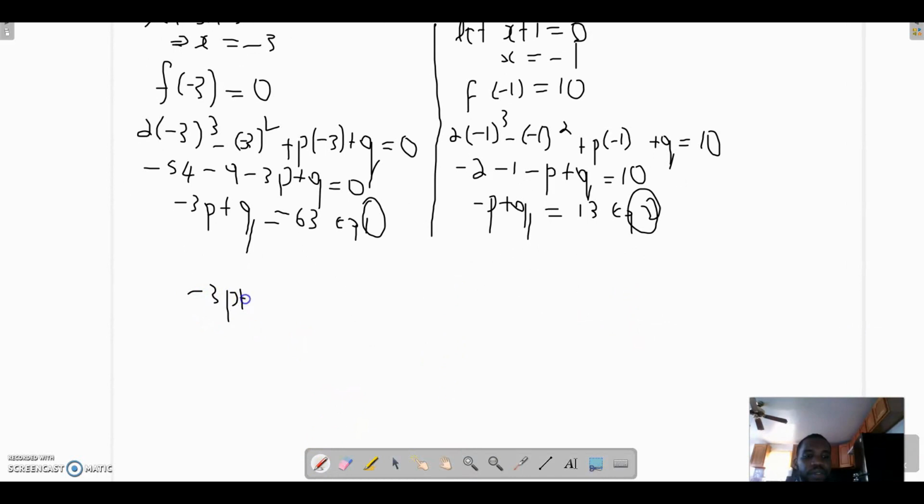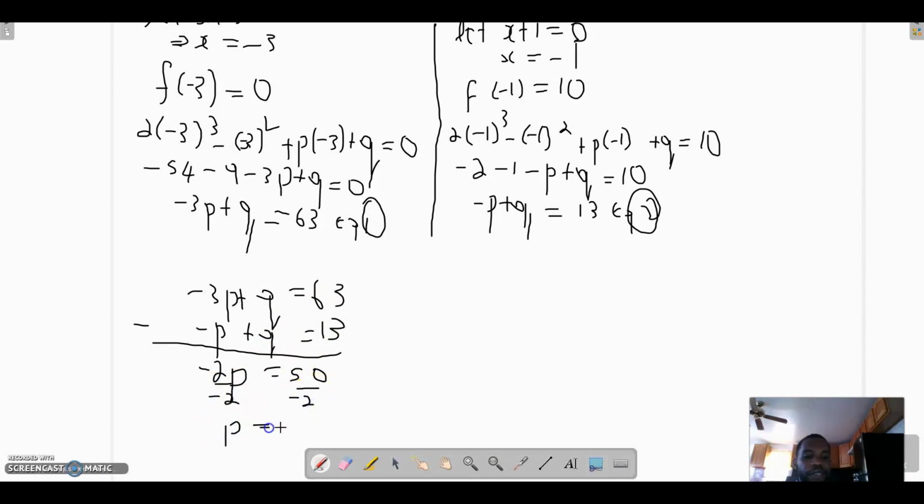Minus 3p plus q equal to 63, and then minus p plus q equal to 13. Alright? And we can subtract here. So minus 3p minus minus p will give me minus 2p. Of course, q is cancelled out, and 63 minus 13 is 50. Now we divide by minus 2. We have p is equal to negative 25.